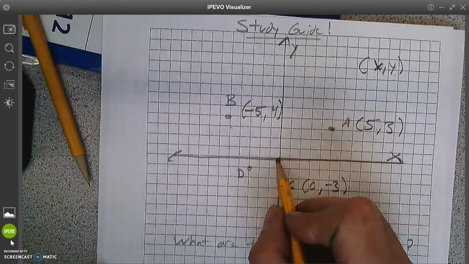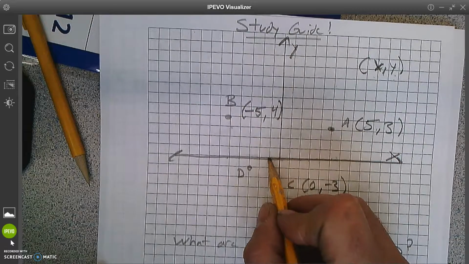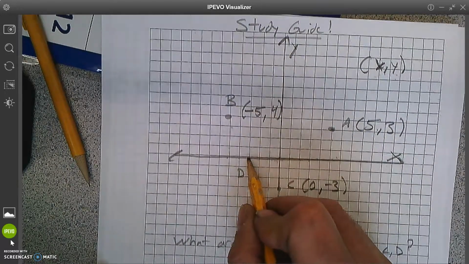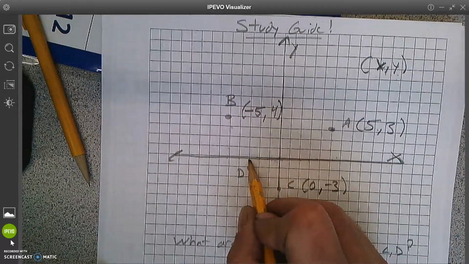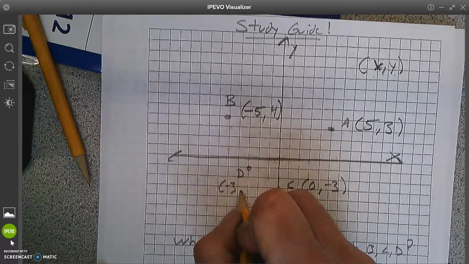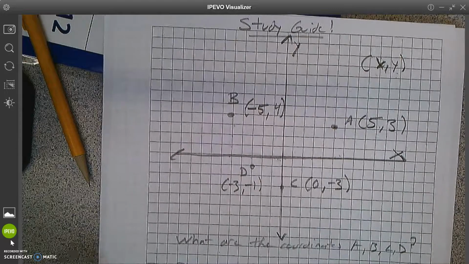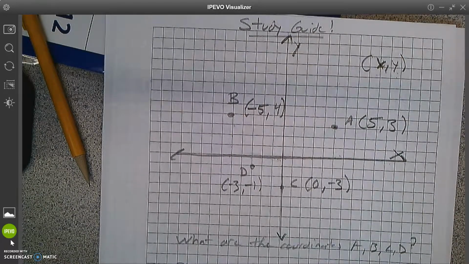All right, next one. So this, left and right first. 1, x-axis. 1, 2, 3, down 1. So -3, -1. There we go. Left 3, down 1. Got it. Cool.